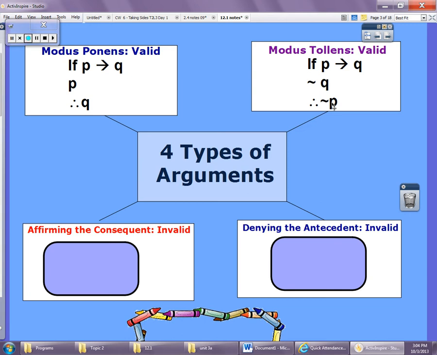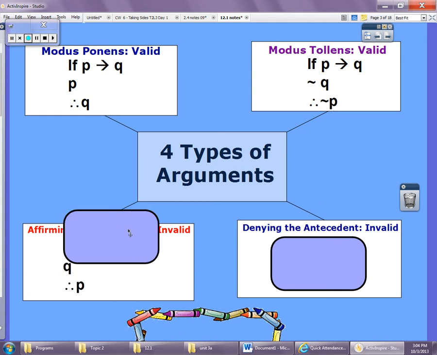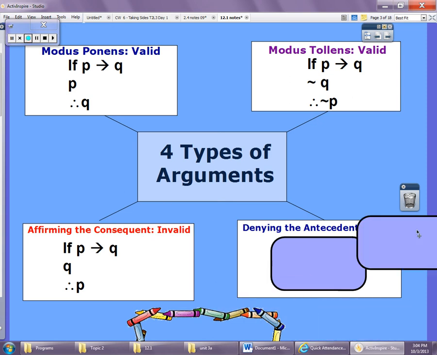We have affirming the consequent, which is invalid, which is if P, then Q. Well, if we have Q, then we have P. That is invalid because Q could happen for a whole other reason. It doesn't have to happen for P.